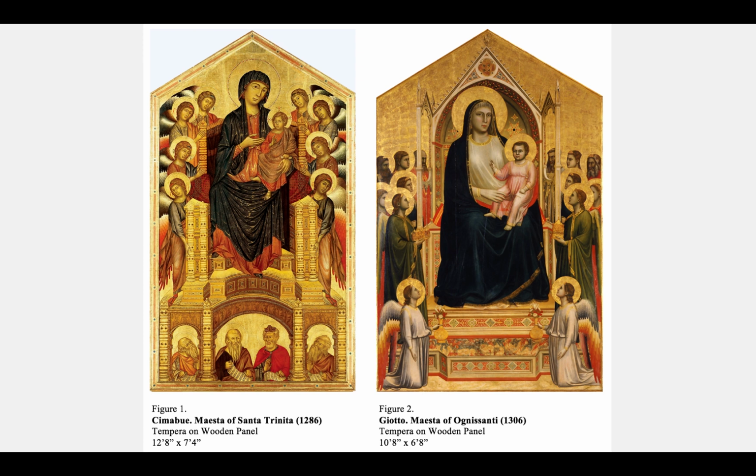Cimabue's Maesta of Santa Trinita, completed in 1286, is thought to hint at the beginning of the Renaissance period. Giotto's Maesta of Ognissanti, completed in 1306, 20 years later, had the same purpose as Cimabue's, but with more influence from the Renaissance period. Both sought to portray the same biblical characters, with both transcendent essence and humanism influence. However, Giotto's piece created more realistic subjects with later Renaissance influence and use of modeling.